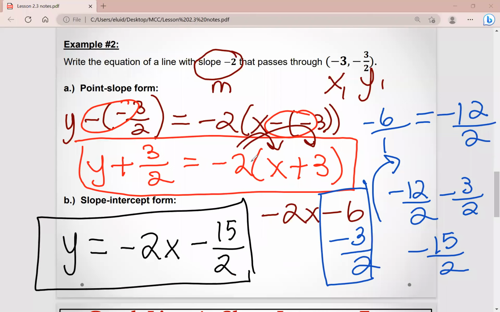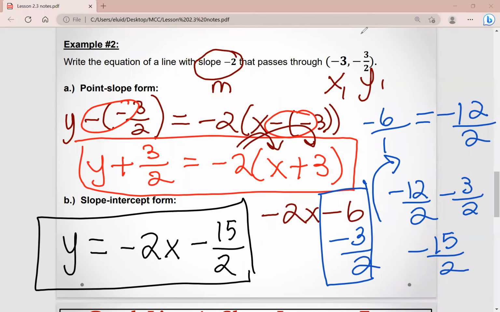Because when we subtracted 3 over 2, we were subtracting it from -6, and we did that by getting a common denominator. The -6 became -12 over 2, and -12 over 2 minus 3 over 2 became -15 over 2. And we can leave the answer like that. Generally, we leave it as a fraction rather than a decimal or a mixed number. So just leave it as an improper fraction for the final answer.